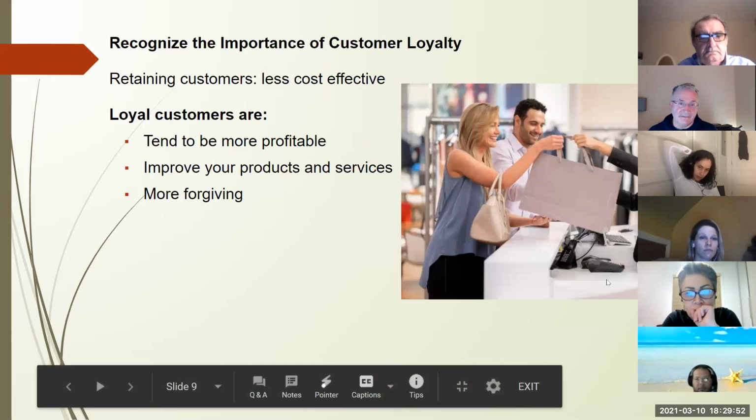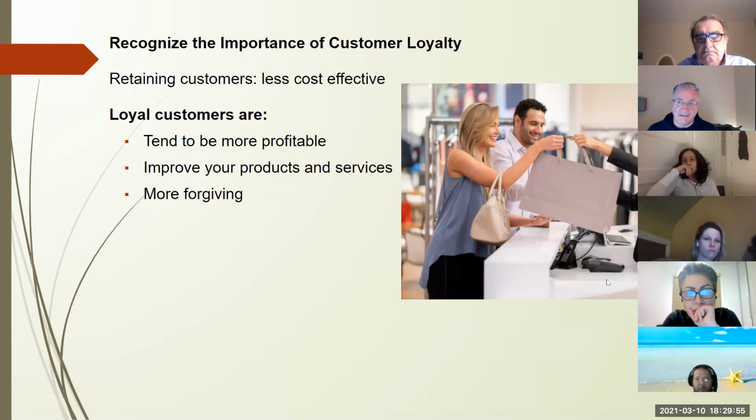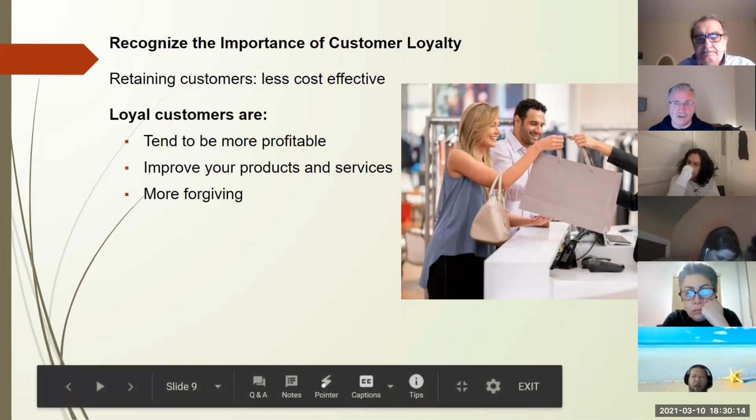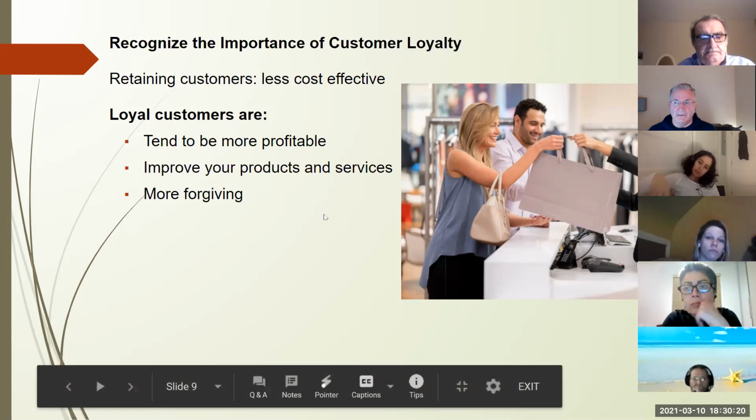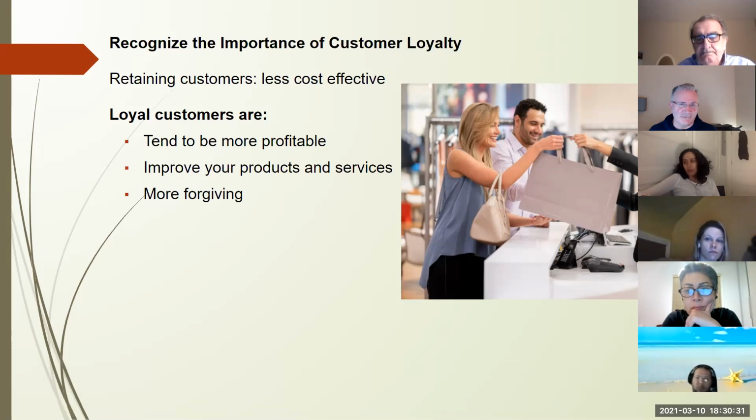Retaining customers is less cost effective for sure, right? Loyal customers tend to be more profitable. Yes and no. I would think that this is mostly true, that loyal customers are more profitable. But more importantly, with loyal customers, of course, you get more feedback, and of course, you have a good base of understanding of how to improve products and services, right? This last one here, though, about being more forgiving, I have a tendency not to agree with that because I don't want my customers to forgive me. Do you?